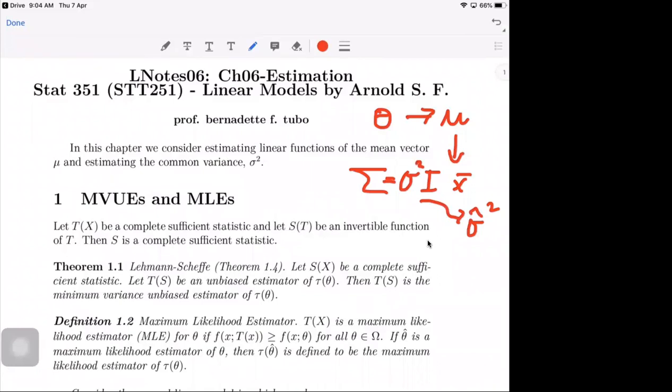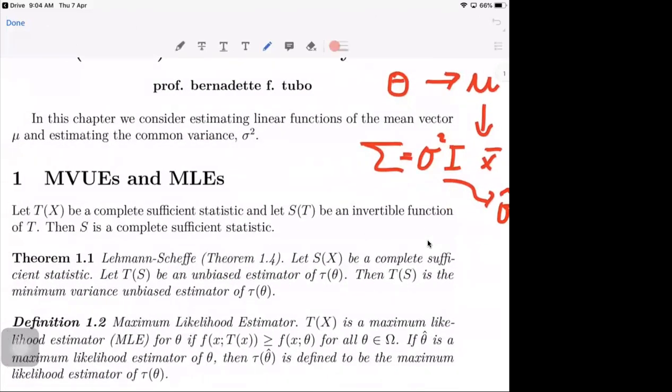Before we go into this, let's recall some properties of estimators. First, we have the MVUE, or the minimum variance unbiased estimator, and the MLE, the maximum likelihood estimator. Let T of X be a function of our x's, a complete sufficient statistic, and let S of T be an invertible function of T, then S is a complete sufficient statistic. So S of T, where T can be a function of X.